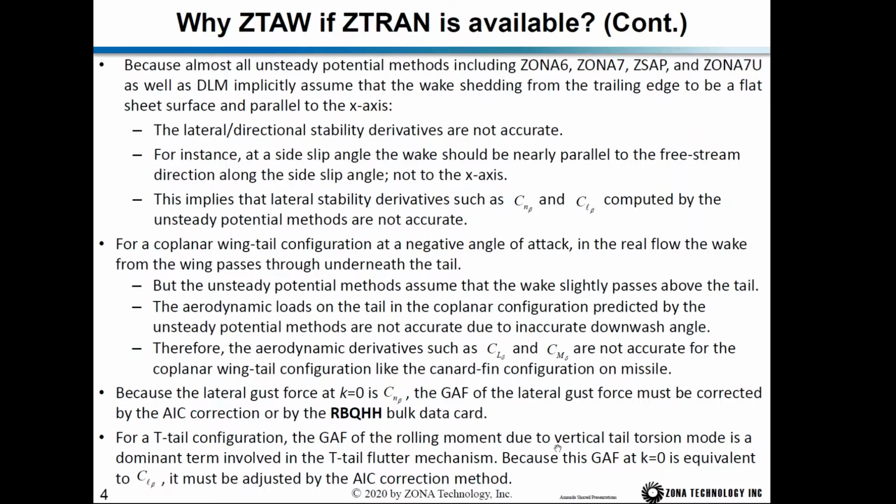This is because when the vertical tail undergoes a torsional mode, the horizontal tail will undergo a yawing motion, and during the yawing motion, the wake shedding from the horizontal tail should oscillate according to the vertical tail torsional mode. But because of the fixed wake assumption, the rolling moment from the horizontal tail is not accurate. So you have to use the Z-tau method to correct the AIC.